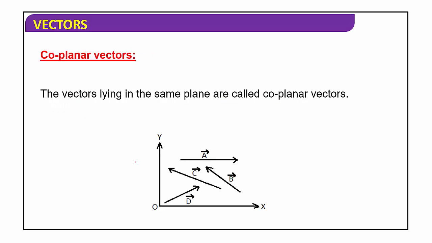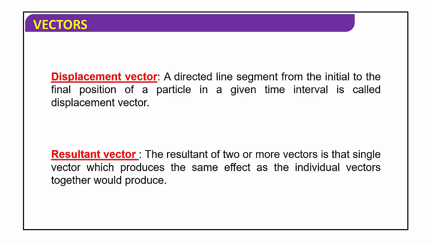Then the next one, coplanar vectors. Coplanar, same plane. Plane means two-dimensional, right? The vectors lying in the same plane are called coplanar vectors. Now you can observe the xy plane, xy axis. All the vectors are lying in the same xy plane. So we are going to call them coplanar, same plane. Right? Then the next one, displacement vector.